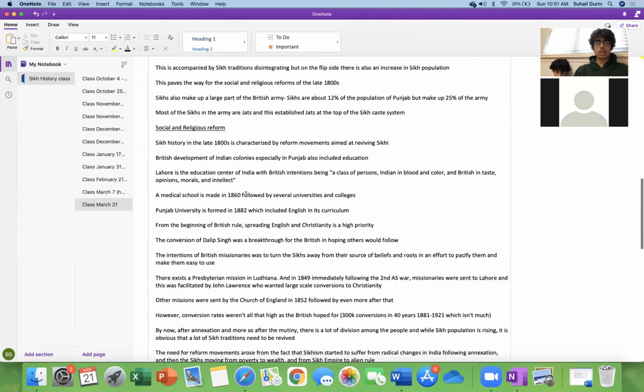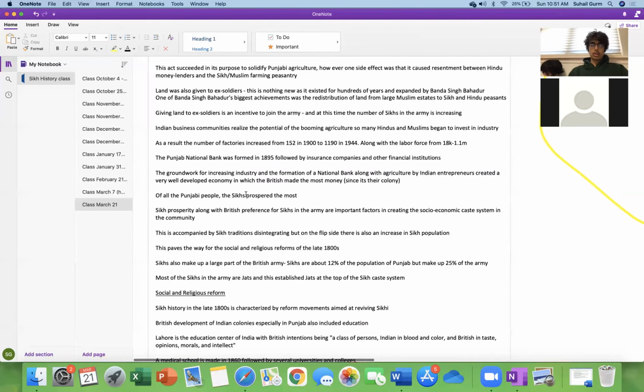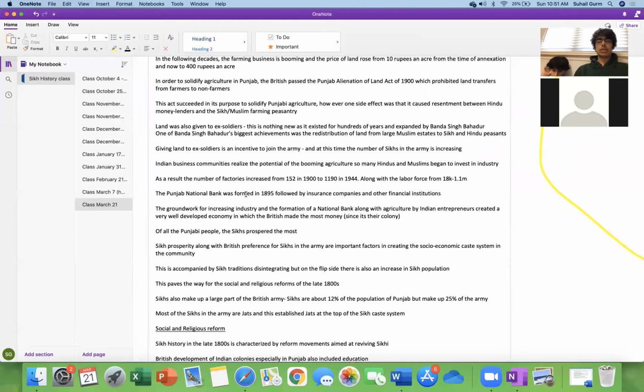But going back to what we were talking about, the British are going to be giving land to ex-soldiers, people who were in the army. And this is nothing new. Like we said, after Guru Gobind Singh dies, Banda Singh Bahadur takes over. His time was very short-lived, only about 7 years, and most of the time he was fighting the Mughals. So this gets overlooked.